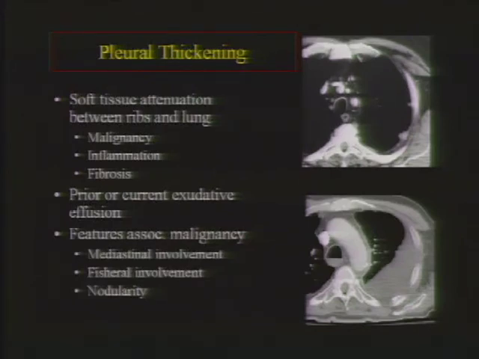And so we have two examples here of pleural thickening. Here on the left, fairly uniform pleural thickening, and then these nodular areas. This nodularity is highly associated with malignancy, and this person had mesothelioma.